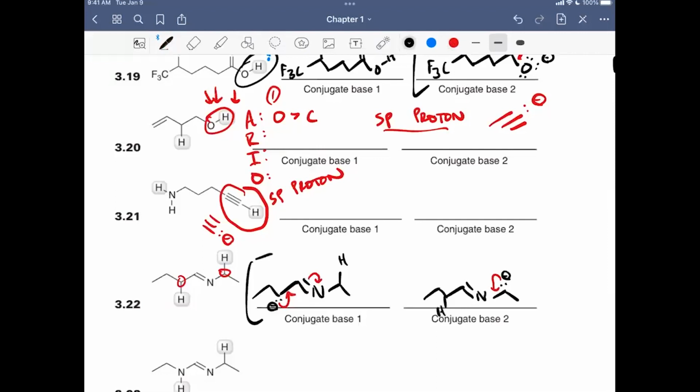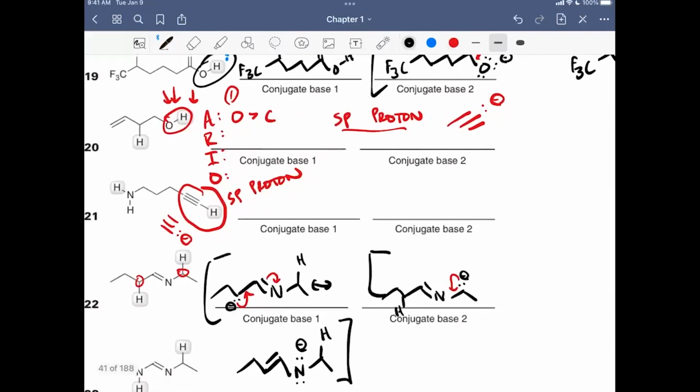So let's see what that would do. I'll draw it down here. So we have 1, 2, 3, 4. We get a negative charge on the nitrogen, and you'd have a double bond right here. So that's one resonance structure for that one.